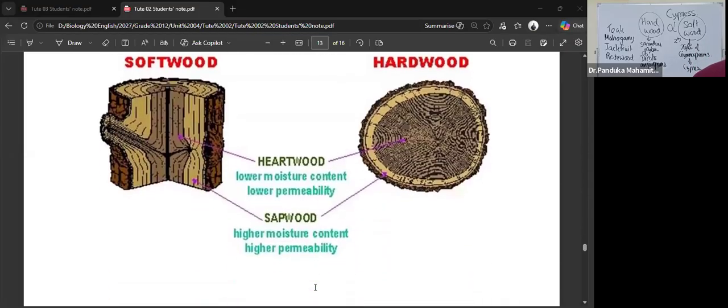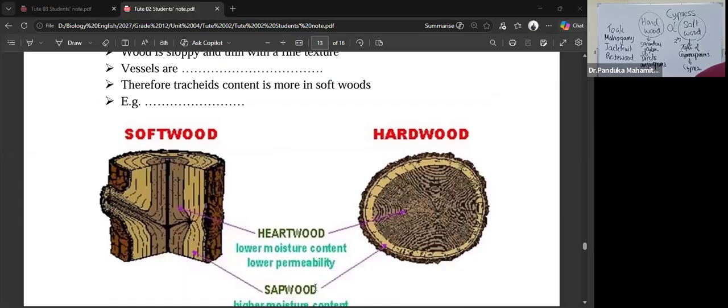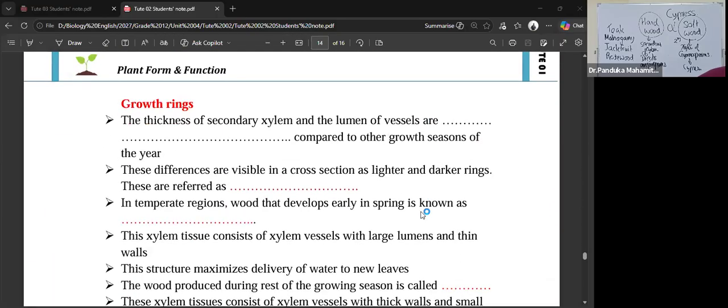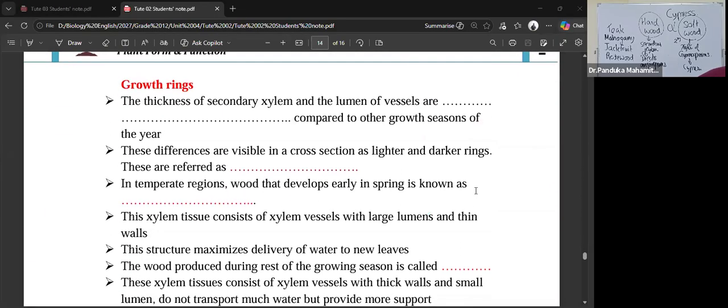Right. So this is the picture that I have given you. This is the gymnosperm plant, so they are having the softwood, and this is the angiosperm dicot plant. They are having the hardwood. Okay, right. Then about the growth rings.